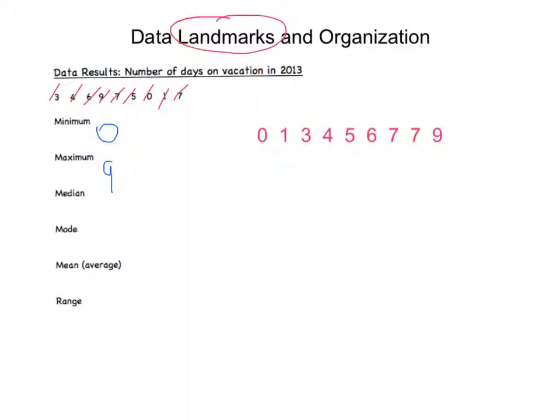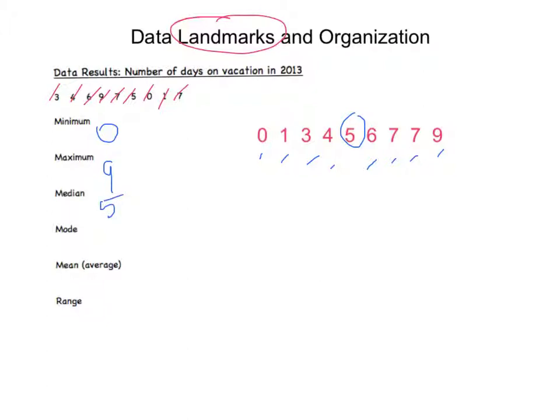The median is a little bit different. This is the middle number. So we have to cross off or check off each number until we have our middle number. So let's do that. 0, 9, 1, 7, 3, 7, 4, 6. Oh, we have our middle number. It's 5.